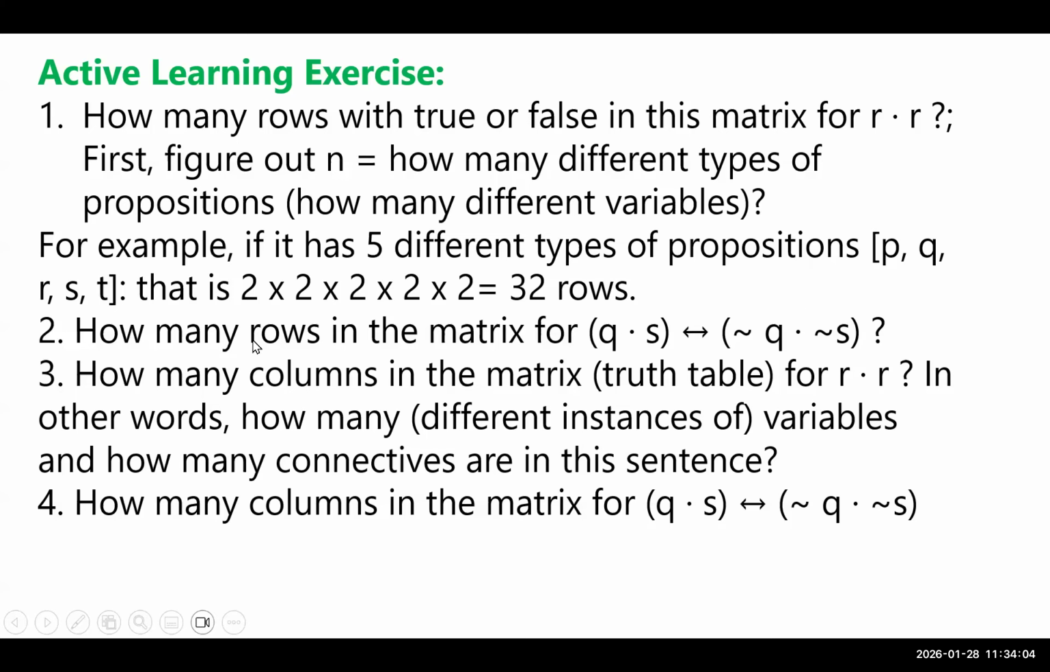How many rows in the matrix for Q and S, if and only if, parentheses, not Q and not S, end parentheses? How many columns in the matrix for R and R? And how many columns in the matrix for Q and S, if and only if not Q and not S?